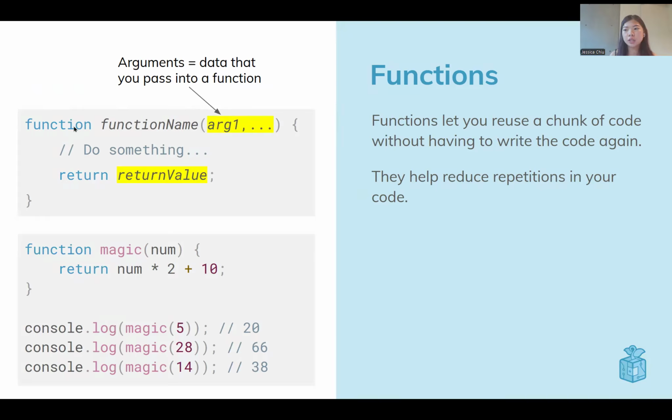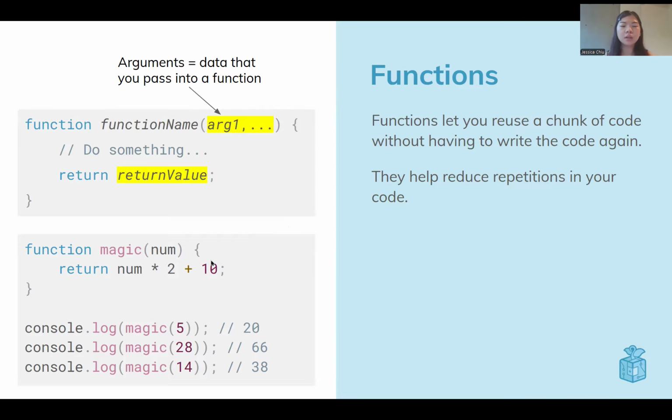You use the function keyword, and then the name of the function, any arguments you pass in, and then whatever you want to do inside of these curly brackets. The whole point of making functions is that instead of writing the same maybe 3 or 4 lines of code over and over again in your program, you can just call your function instead, which is a lot less work. Okay? And it just overall helps reduce repetition in your code.